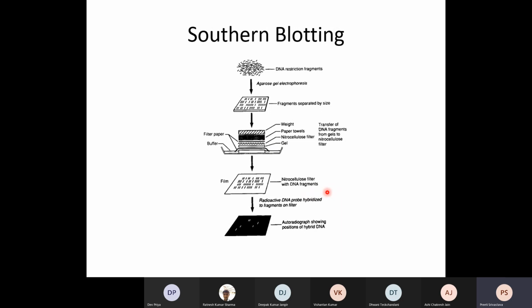So therefore what is done is you place the nitrocellulose or nylon membrane under UV. This UV helps in actually binding the DNA onto the nitrocellulose or nylon membrane, and as a result of this the DNA gets stuck to the membrane. It is fixed onto the membrane. Now when it is fixed, you can actually perform hybridization.